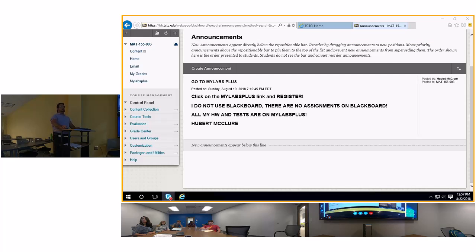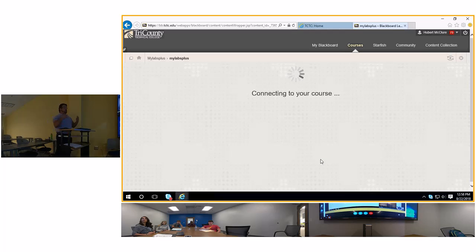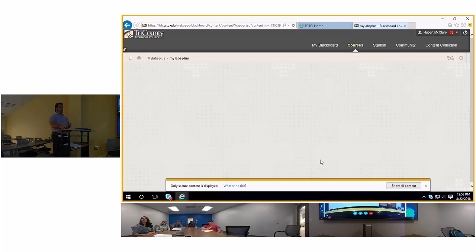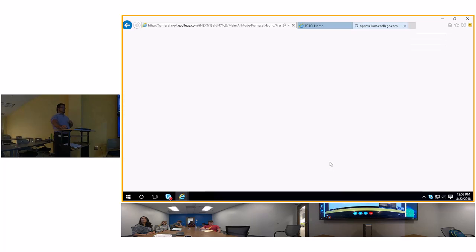Recording. There we go. And you see that, and then you hit MyLabs Plus. You hit MyLabs Plus again, and this is where y'all start. This is where students, not meaning y'all in here, look at the bottom, write that down. Only secure content is displayed. Hit Show All Content. Some of you may get that message, and it works fine.